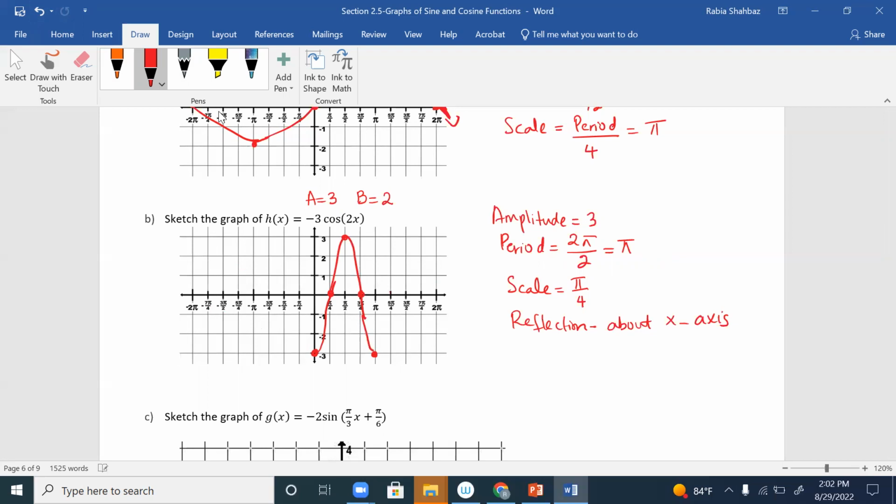At 3 pi over 4, I'm going to be back to the midline. Sorry, this was 5 pi over 4, 6 pi over 4, which is 3 pi over 2, 7 pi over 4, and at 2 pi, I have 2 cycles of this function. And this trend can continue on the left as well.